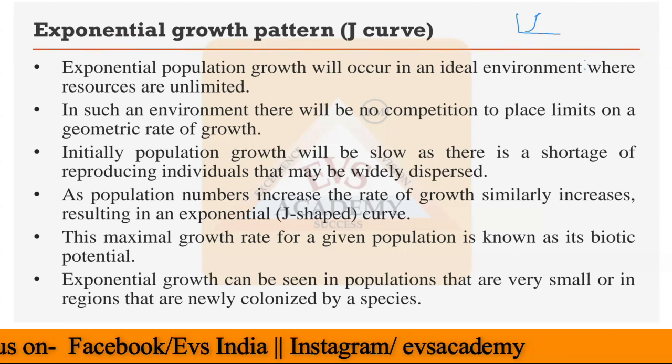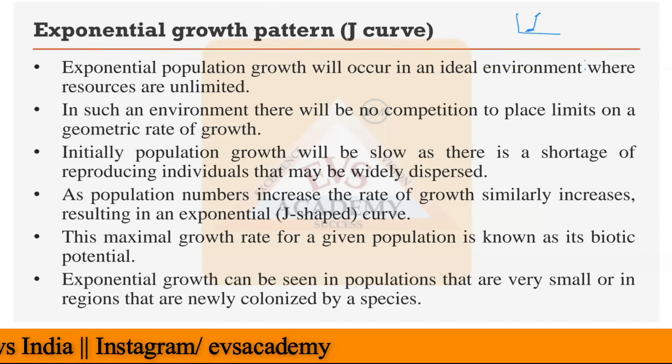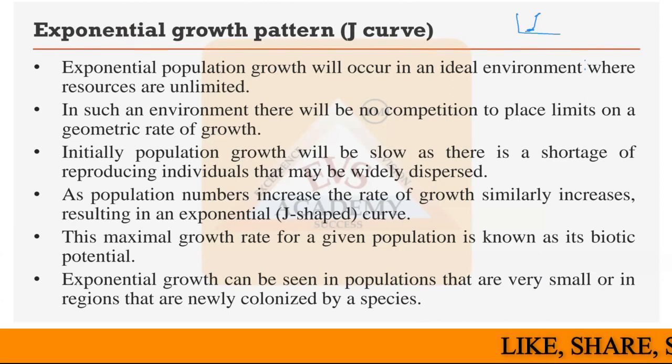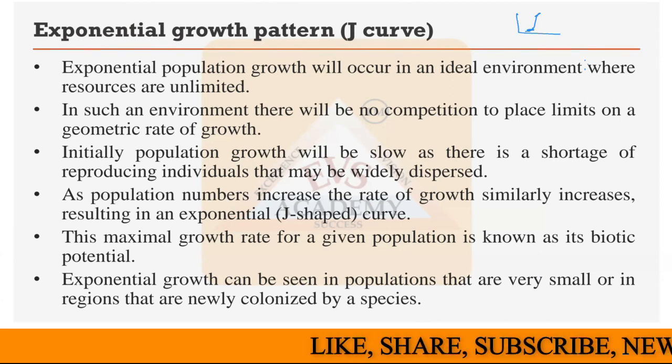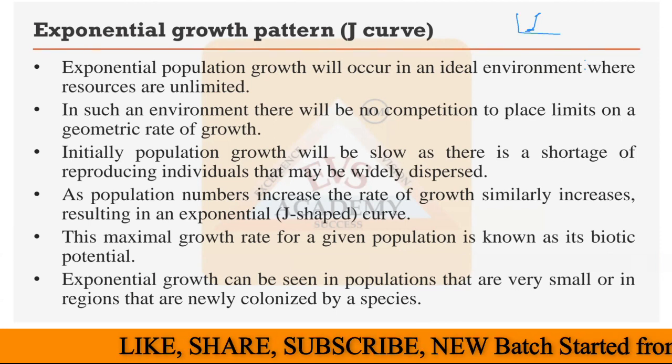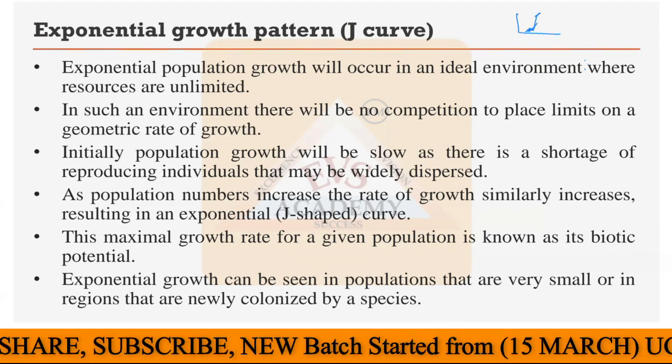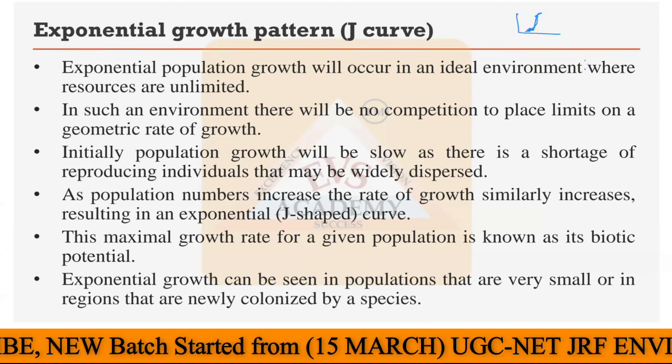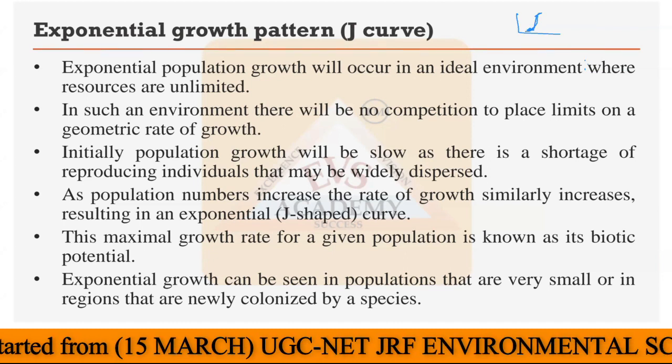Here you can see in this particular place, the initial growth of the population would be very slow, because at that particular time the reproducing individuals are widely dispersed. It means the number of individuals which can reproduce is small. That's why the initial growth is very low.